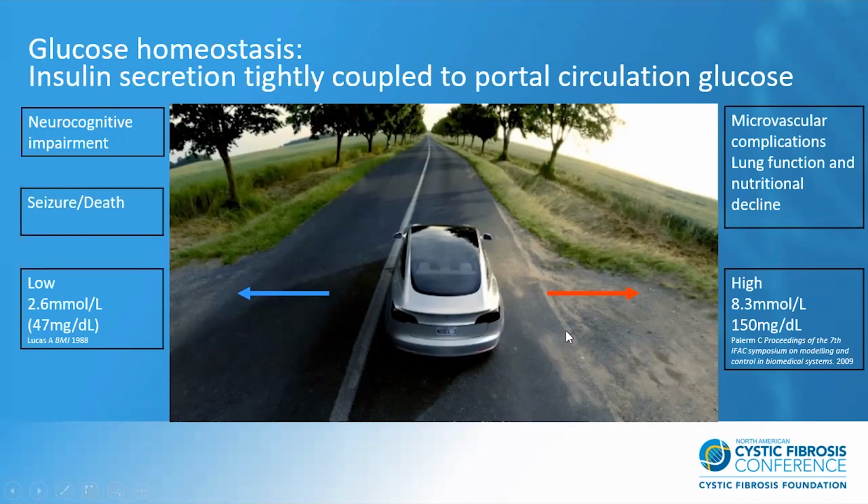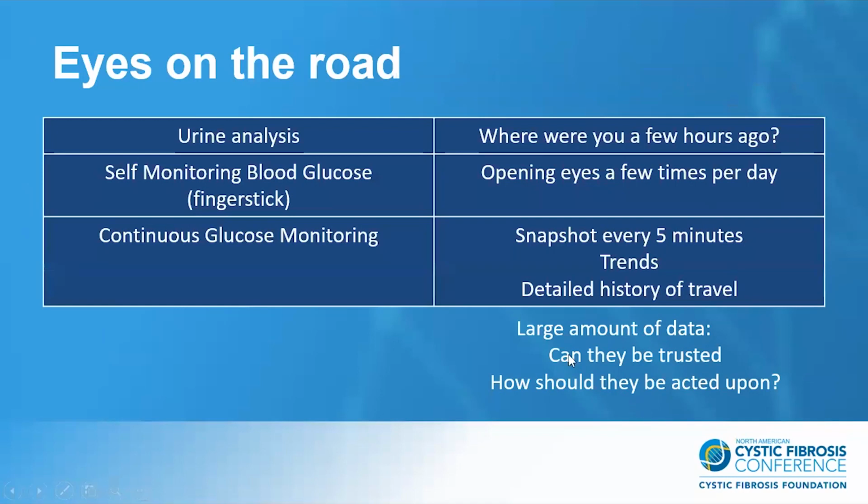And in worst case scenario, severe hypoglycemia can be fatal. On the other hand, humans are usually able to keep their blood glucose levels under 8.3 millimoles per litre. But when they get above that sort of number, then glucose is detectable in airway secretions, and in CF that may contribute to lung function and nutritional decline, and also eventually hyperglycemia can cause microvascular complications. So it's important to keep your eyes on the road.